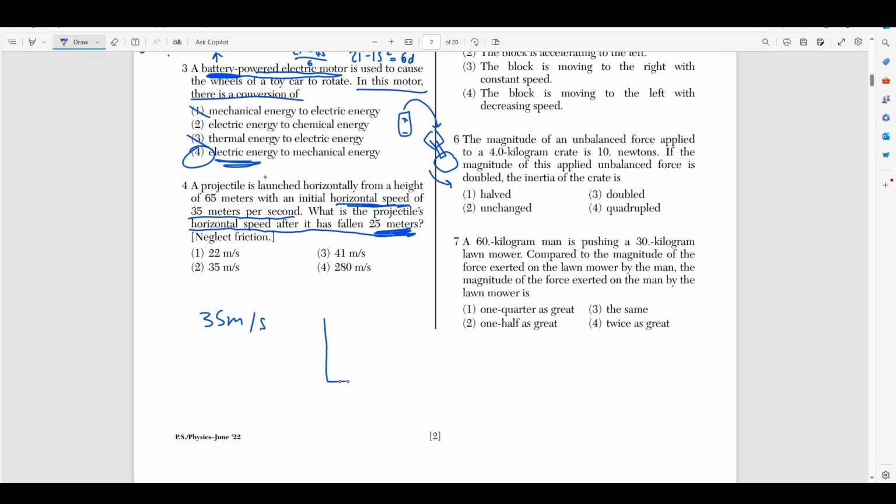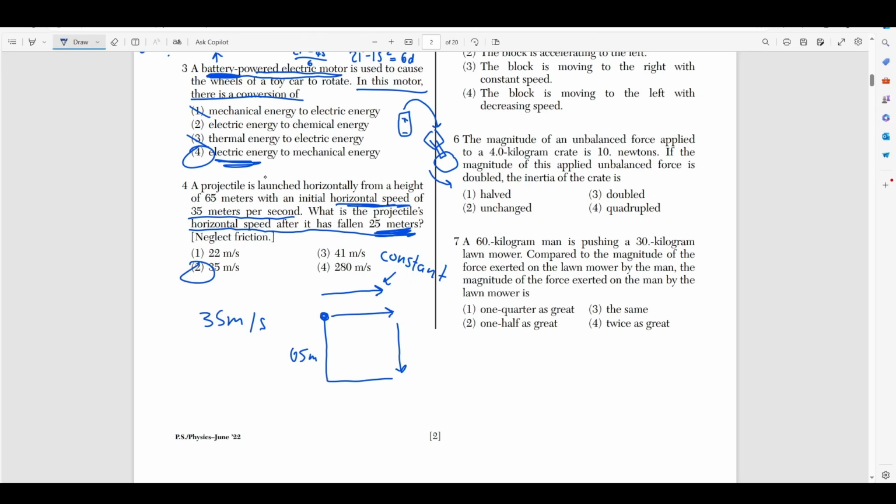It's launched horizontally from a height of 65 meters. So here it's almost like a cliff. This cliff is 65 meters tall. Here's your object, and it's launched horizontally like this. And obviously, it's going to start accelerating down and moving down. But the thing with projectile motion is that horizontal speed, the speed going from left to right or right to left, the thing that is flat and parallel with your page, is always constant. So even after it has fallen 25 meters, its horizontal speed will still be the same.